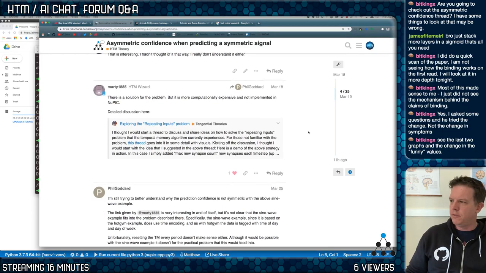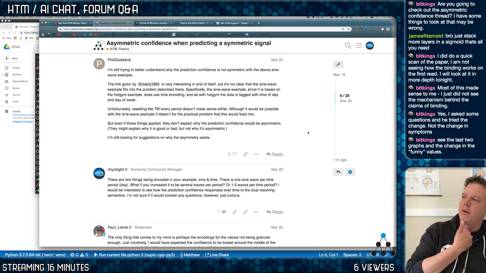Last two graphs on the change of the funny values. I'll get to it. I can't remember all the context, and I want to think.